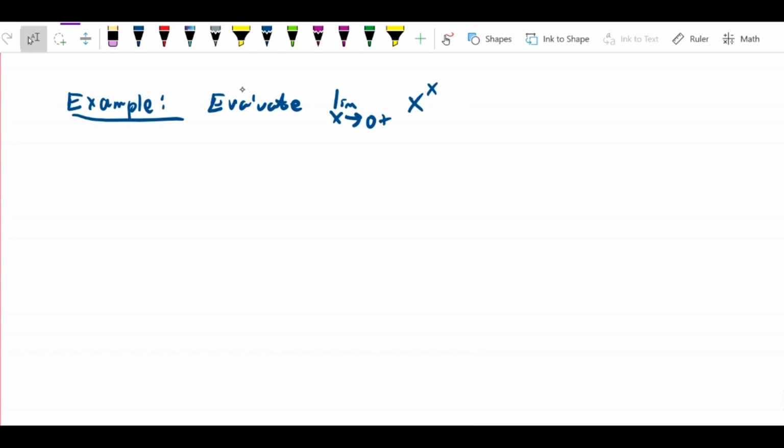Let's evaluate the limit as x approaches 0 from the positive side of x to the x. So here we have 0 to the 0. I should make the point, by the way, that L'Hopital's rule does work for one-sided limits. We've already seen one of those, and it works the same as it does for two-sided limits. So anyway, here substitution would give us 0 to the 0, so we do have a 0 to the 0 form.